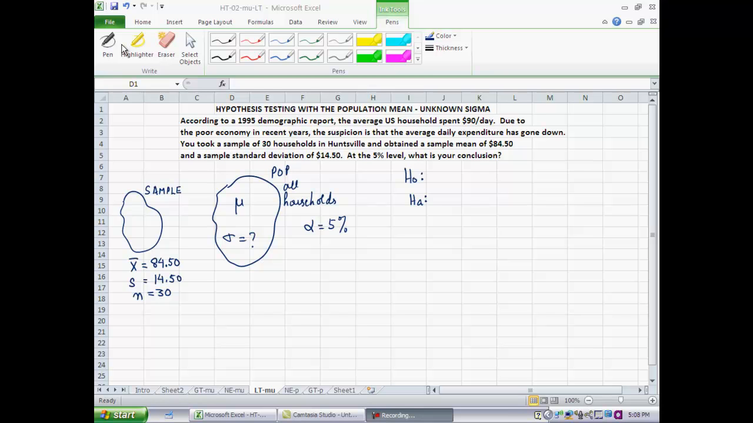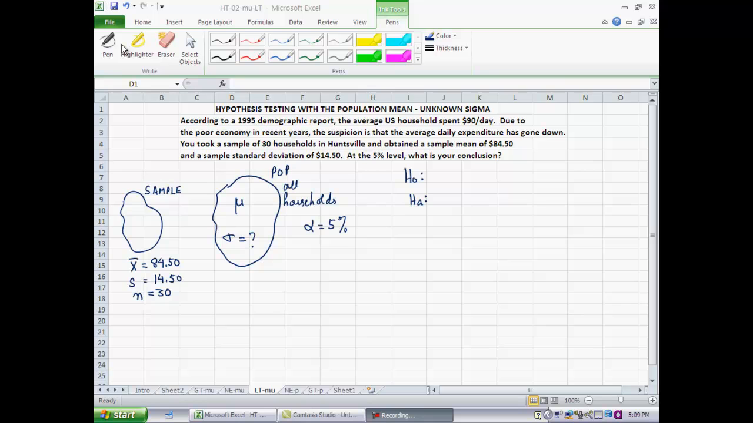According to a 1995 demographic report, the average US household spent $90 a day. Due to the poor economy in recent years, the suspicion is that the average daily expenditure has gone down. And we want to confirm whether that suspicion is true or not. In order to do that, we took a sample of 30 households in Huntsville and obtained a sample mean of $84.5 and a sample standard deviation of $14.50. At the 5% level, what is your conclusion?